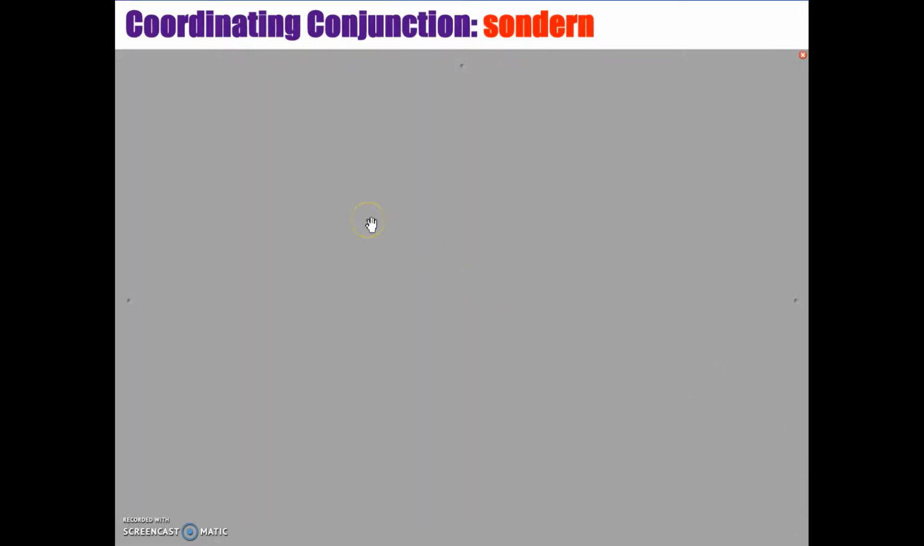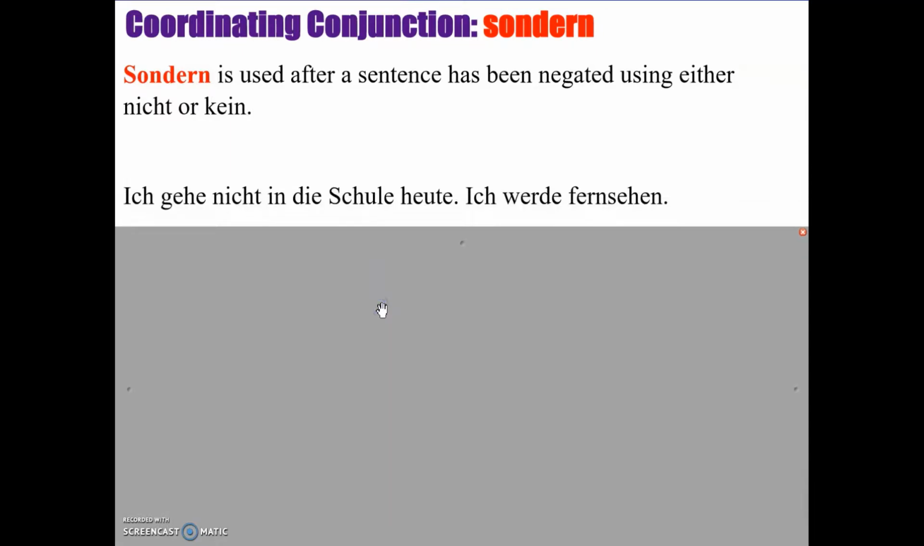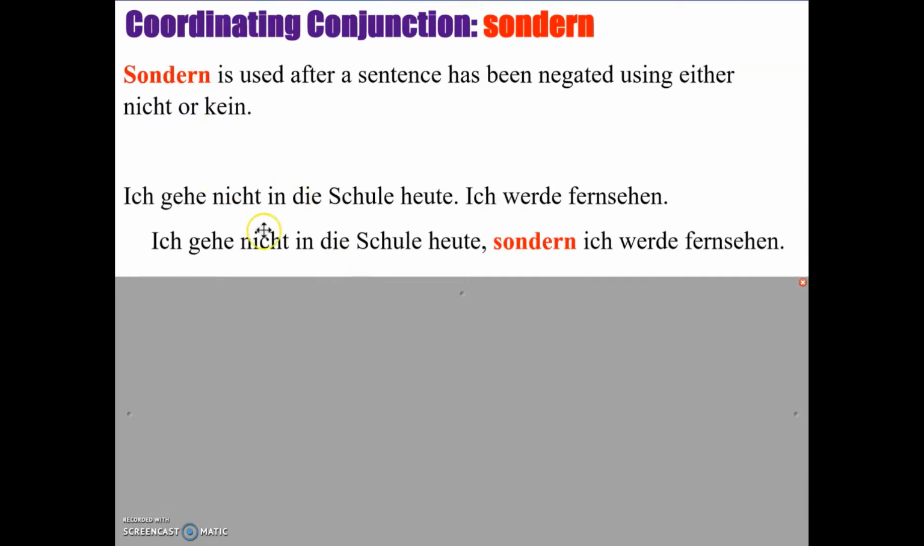Our fourth coordinating conjunction that is probably new to you is sondern. Sondern is a way to say but, but it is a "but rather," and it is used if something has been negated using either nicht or kein in the first clause. Zum Beispiel: Ich gehe nicht in die Schule heute. Ich werde Fernsehen. I am not going to school today. I will watch television. If I connect those two thoughts, because I had negation with nicht in the first clause, I get, ich gehe nicht in die Schule heute, sondern ich werde Fernsehen. So, I am not going to school today, but rather, I'm going to watch television.